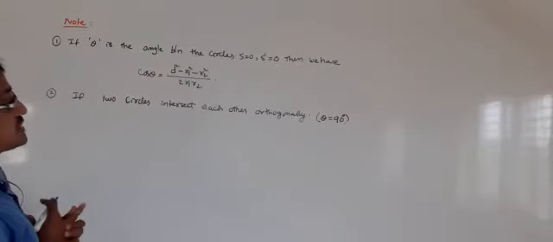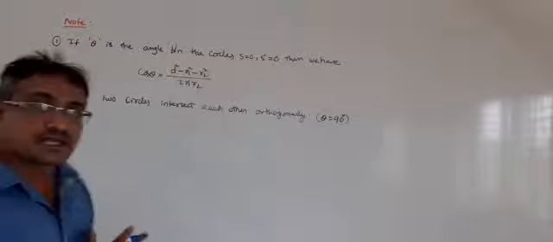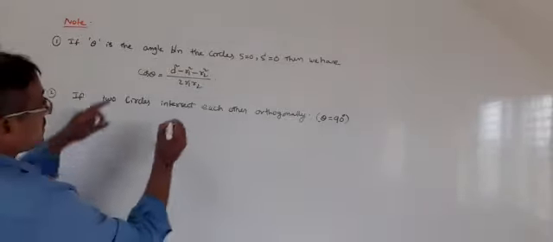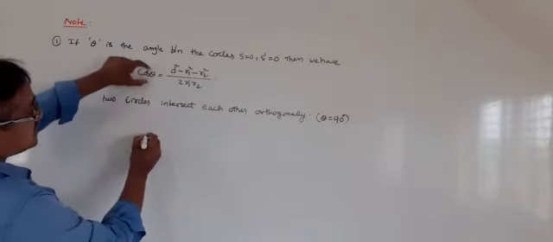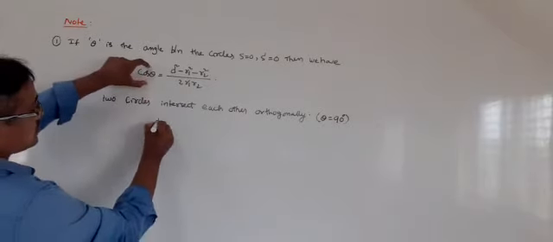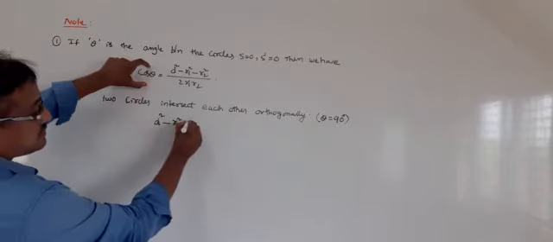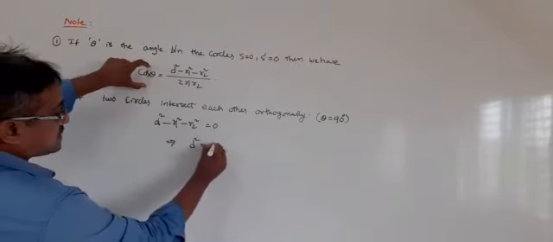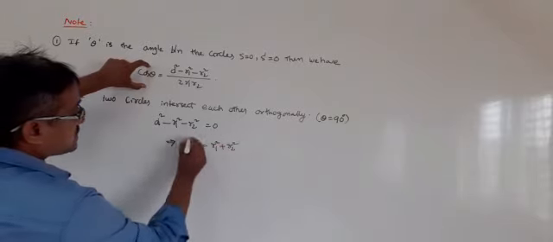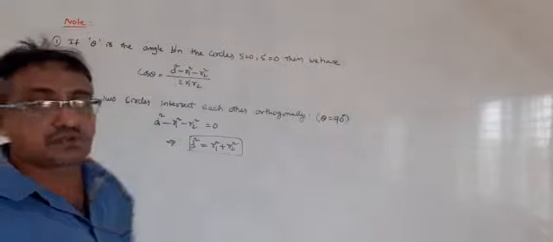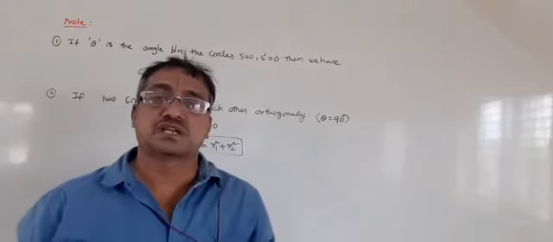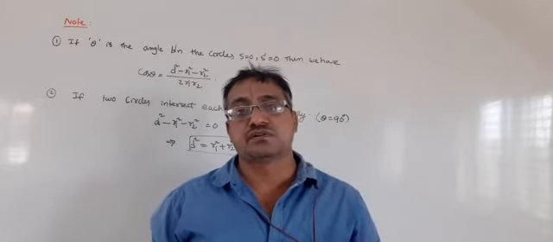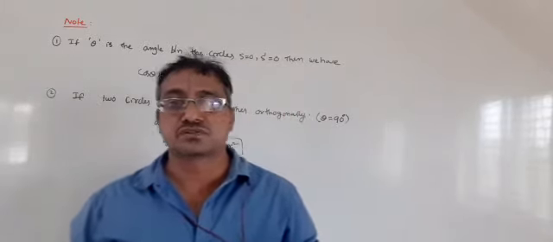Now if two curves intersect each other at right angles, or they intersect each other orthogonally, theta is 90 degrees here, so cos theta will be 0. So d square minus r1 square minus r2 square will be 0. So d square is equal to r1 square plus r2 square. Very, very important concept. If two circles intersect each other orthogonally, then d square is equal to r1 square plus r2 square.